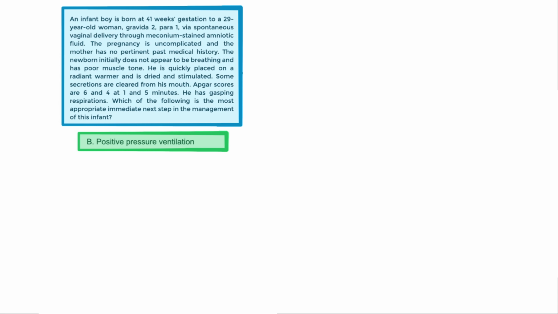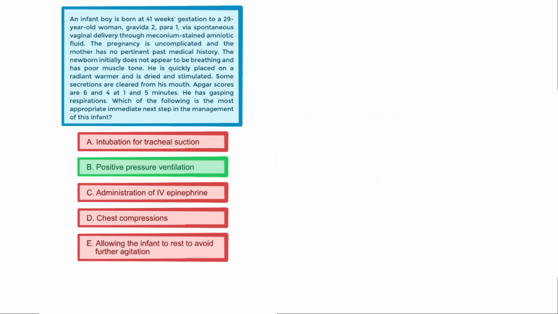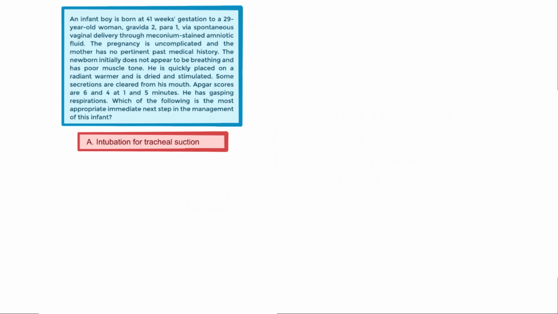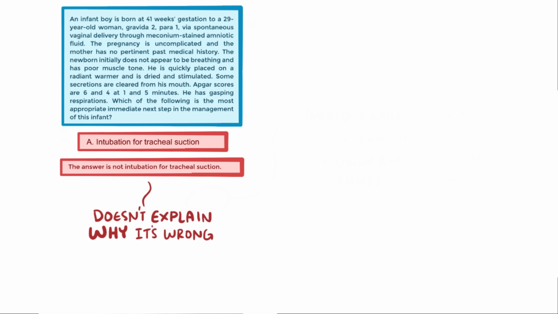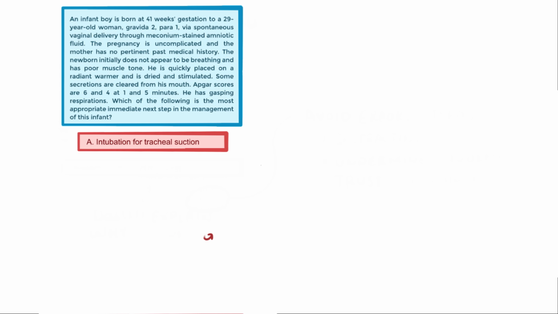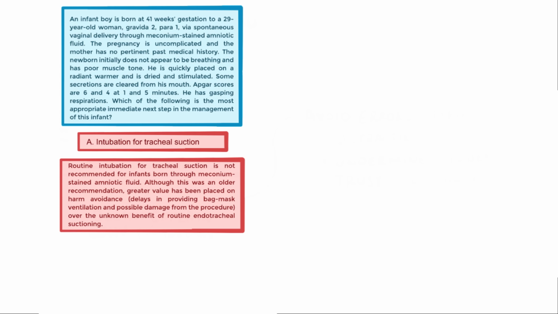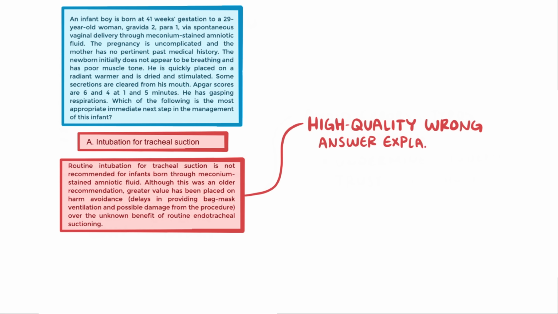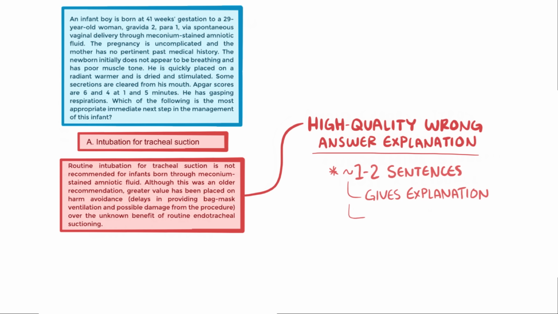Next, it's helpful to offer a short explanation for each wrong answer, using relevant information from the question stem. For example, in this case, intubation for tracheal suction is a very enticing wrong answer, and the explanation needs to help correct the common misperception. Imagine if the answer said simply, the answer is not intubation for tracheal suction. This misses the mark in terms of explaining why that's not the correct answer. Each wrong answer explanation is a powerful opportunity to teach, and a high-quality wrong answer explanation is usually 1 to 2 sentences in length. Long enough to give an explanation, but not so long that it becomes a distraction.